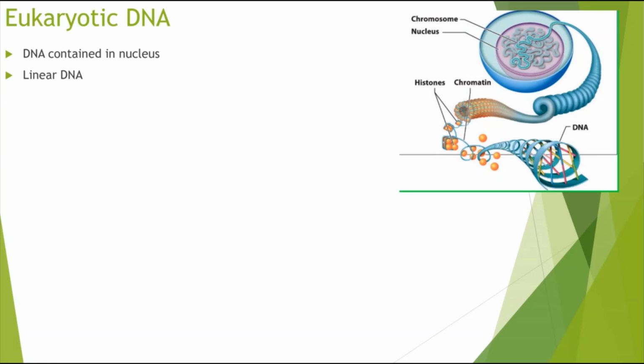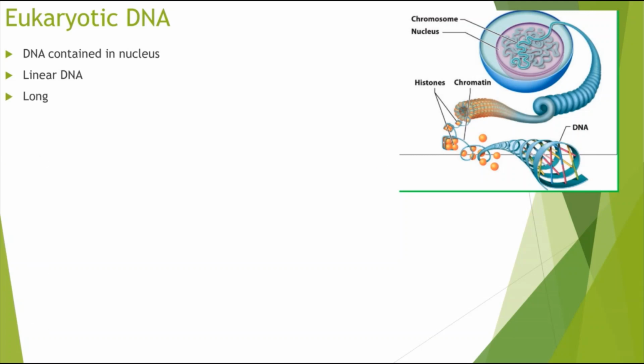And the eukaryotic DNA is linear. What this means is when we're looking at the DNA, it will have an end to it. So this will be an end and this will be the other end. For example, the prokaryotic DNA, which is circular, has no end to it. This is what makes the eukaryotic DNA linear.